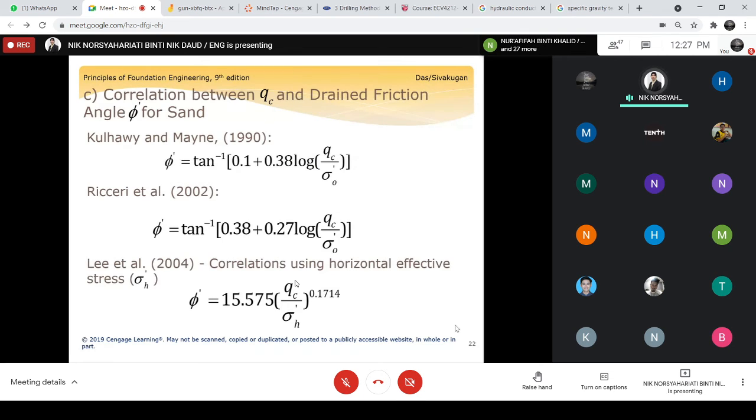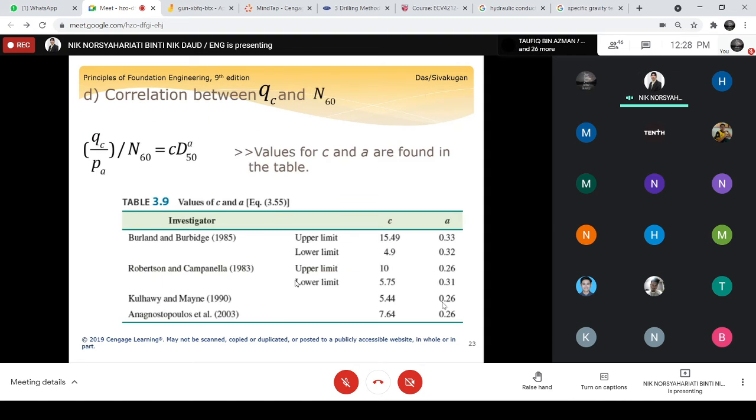And we have the correlation between the cone resistance and the drained friction angle for sand. There are three of them. Kulhawy and Mayne came up with this equation based on their research study. Then Robertson and also Lee, which is here. For Lee, they referred to using the horizontal effective stress. Then the rest of it is a general approach.